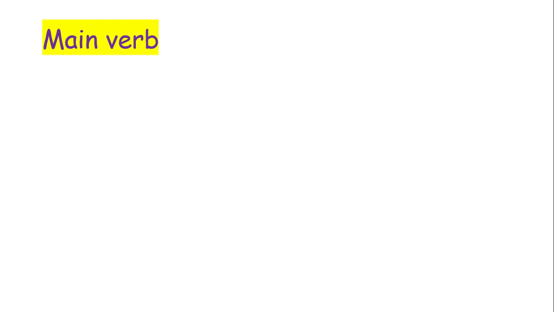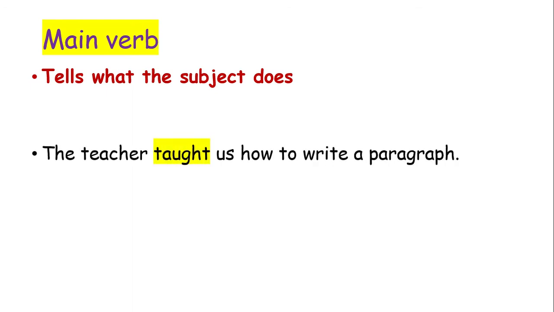So what do we mean by the main verb? Main verb just means what the subject does or is. The teacher taught us how to write a paragraph. The verb taught, the past of the verb teach, is the main verb. What does the subject do or did here? Taught.